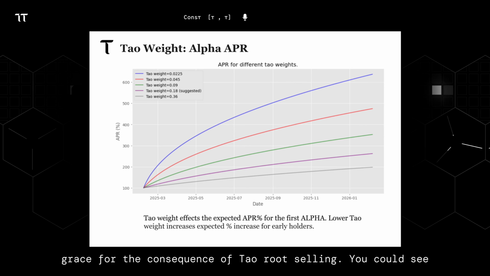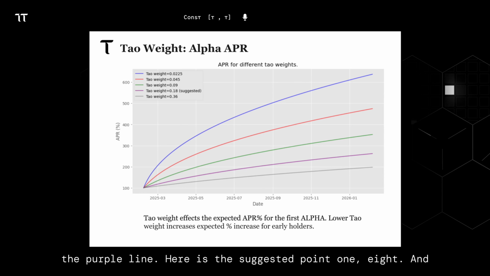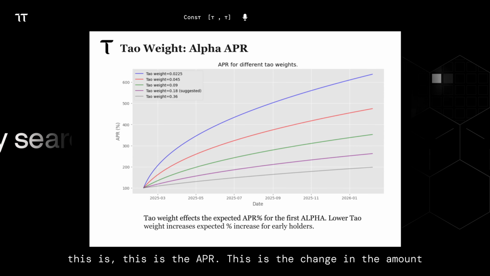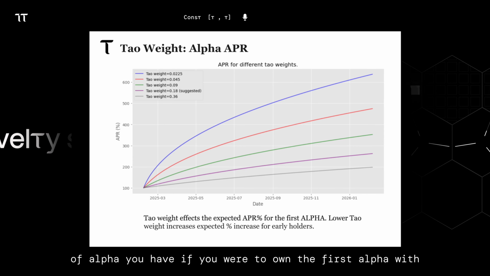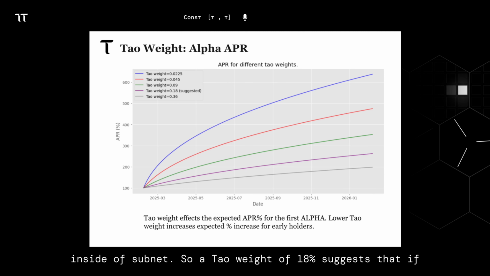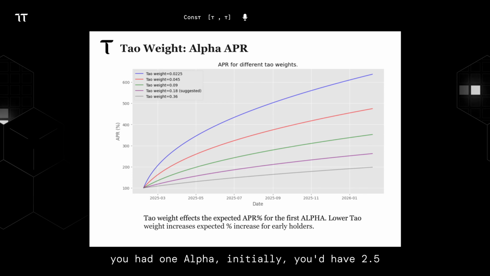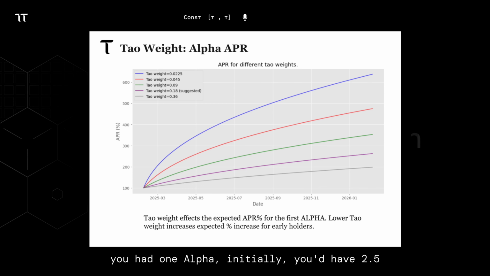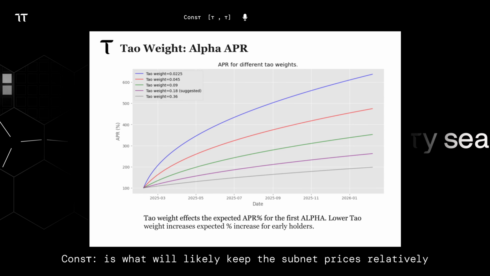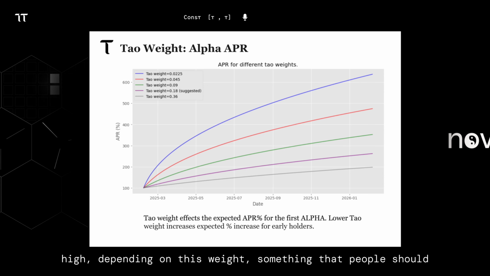of tau root selling. You can see the purple line here is the suggested 0.18. And this is the APR. This is the change in the amount of alpha you have if you were to own the first alpha inside of a subnet. So a tau weight of 18% suggests that if you had 1 alpha initially, you'd have 2.5 by the end of the year. This is what will likely keep the subnet prices relatively high depending on this weight.